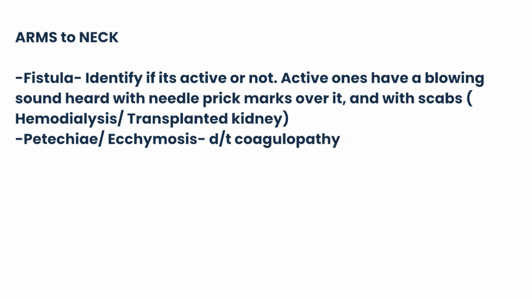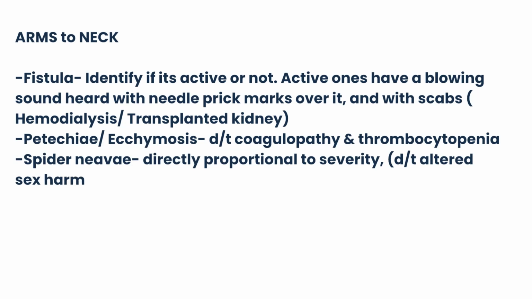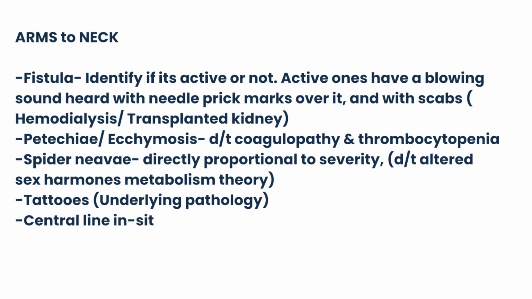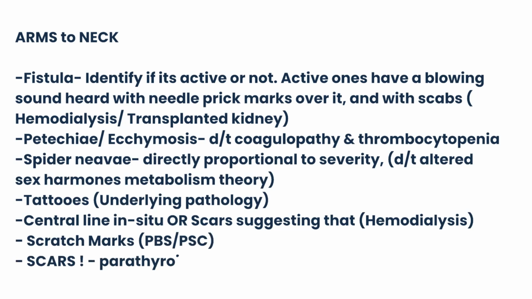Also look for any petechiae and ecchymotic changes, which is suggestive of a coagulopathy or thrombocytopenia. Look for spider naevi, and any other signs suggestive of liver disease, like tattoos. Tattoos can be a clue to an underlying pathology like viral or acute hepatitis. Also, when we reach the neck, look for any central line in situ, or scars suggesting that previously there was a central line. Look for scratch marks or any scars.